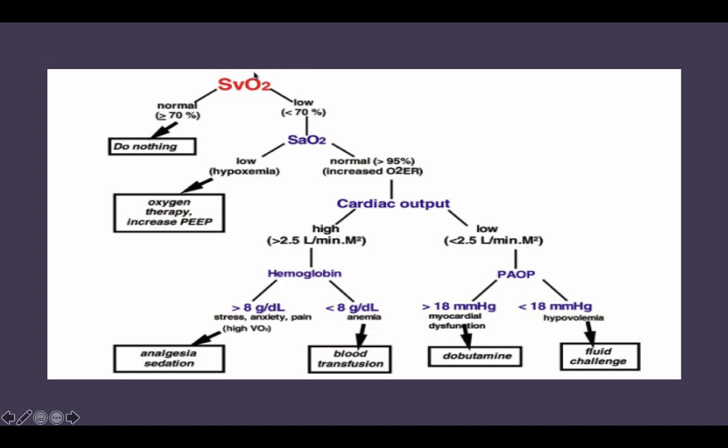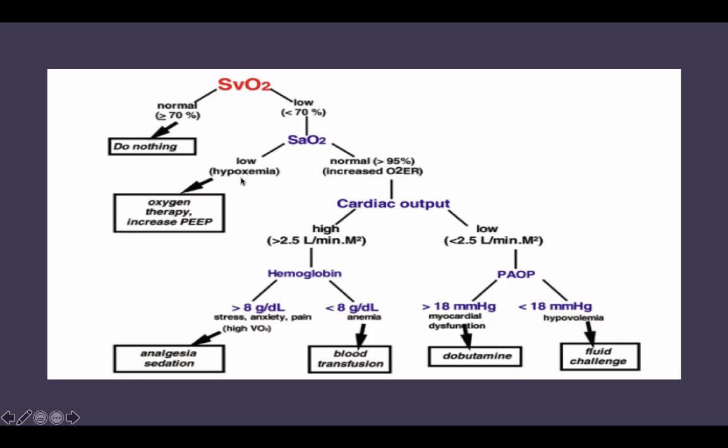So we can look at our SvO2 and our SaO2. So maybe I've got a low SvO2, so I've got higher demand versus my supply. So I can look at my supply here, my SaO2. My supply is low. Of course, my SvO2 is going to be low.